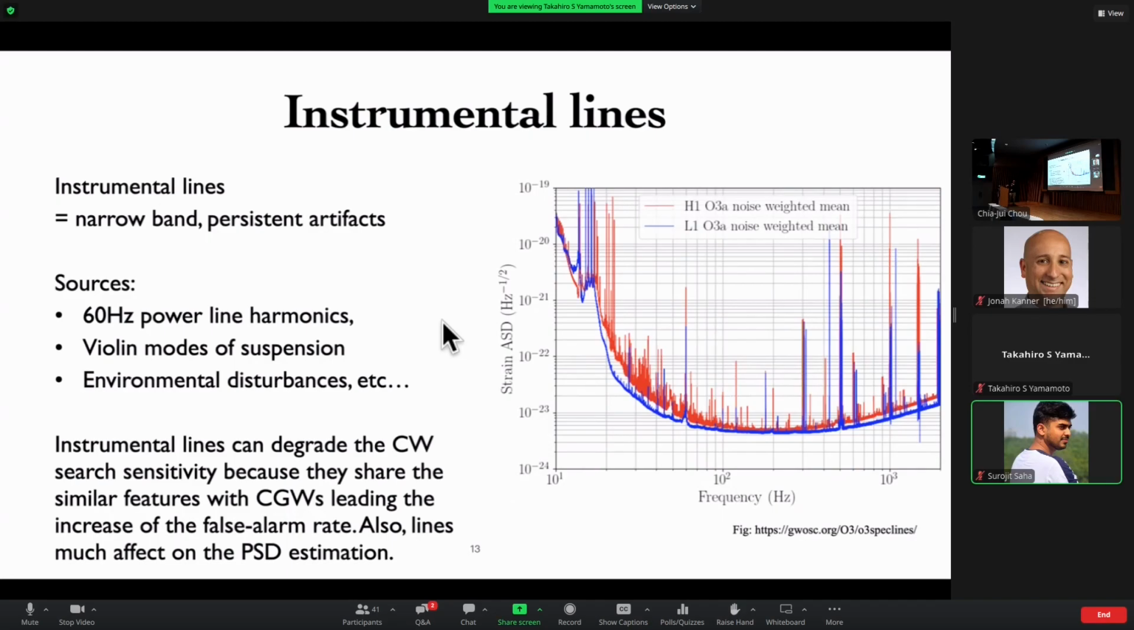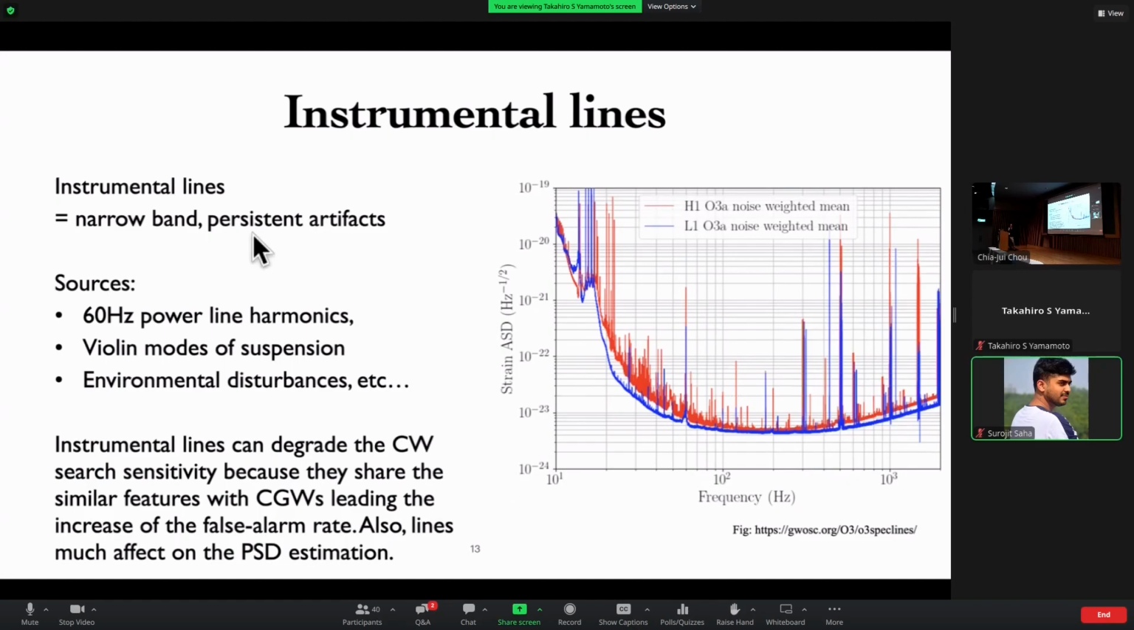For some lines, the sources are identified, for example the 60 Hz power line or violin modes of the suspension. But for some of them, we don't know the sources. The instrumental lines are narrow band and persistent, so they share a common feature with continuous waves. They can mimic the continuous wave signal, so they will increase the false alarm rate. So this is a difficulty in continuous wave search.